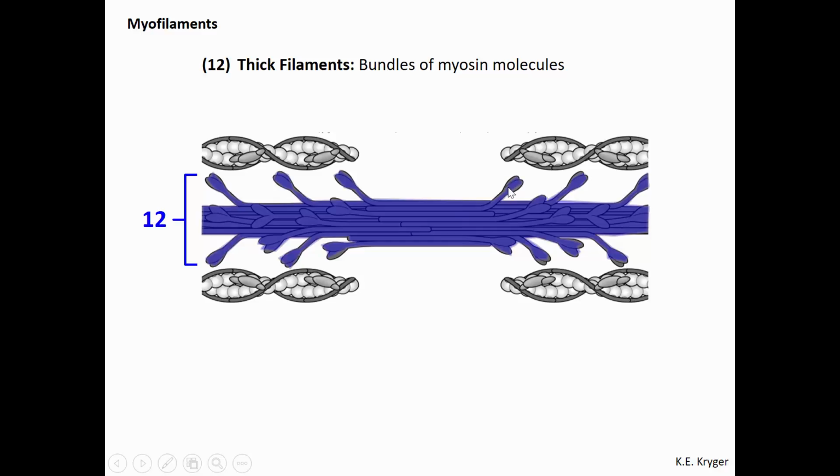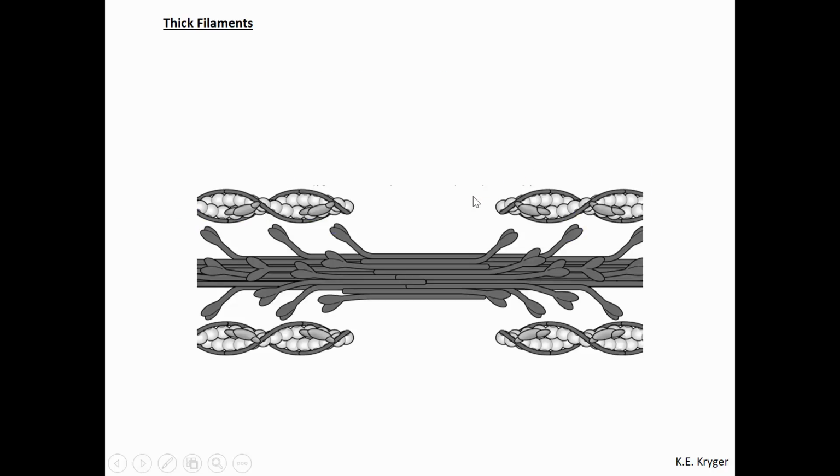Myosin, think of it as being 2-headed golf clubs, right? And so here, there's just one golf club, right? 2 heads. 12A, this is just our myosin. Myosin is just a contractile protein.